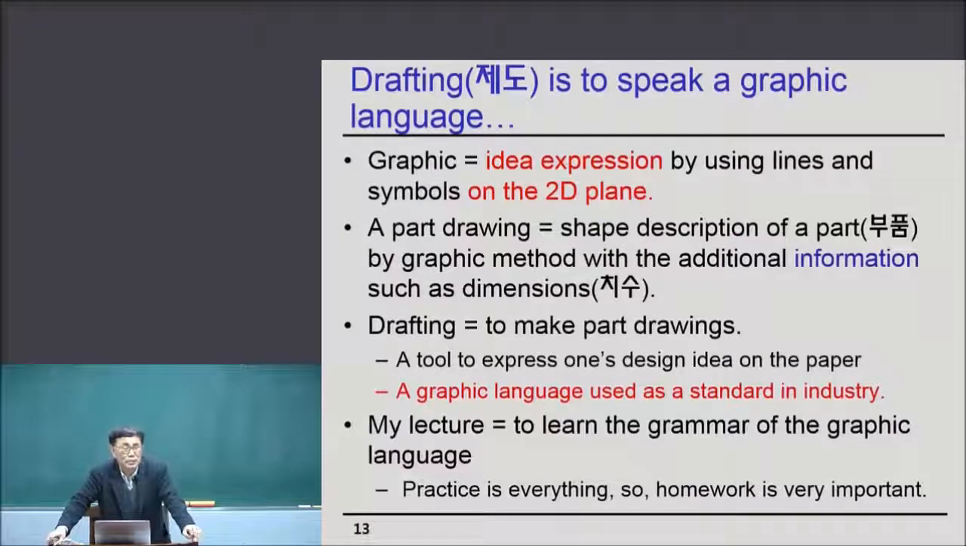If you learn foreign languages, practice is very important. Without any practice, how can you master foreign languages? So practice is everything, and homework is very important. Since this is just one-sided lectures, I'm afraid I cannot give you real homework and cannot give you feedback. But on your own, you must solve many homework problems, and that way you practice drafting as much as you can.